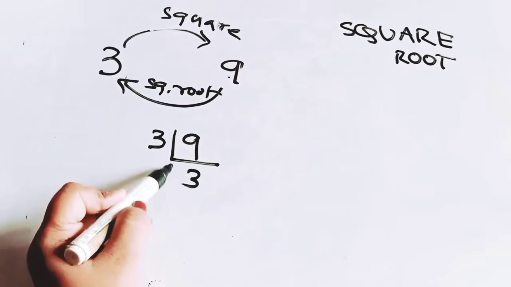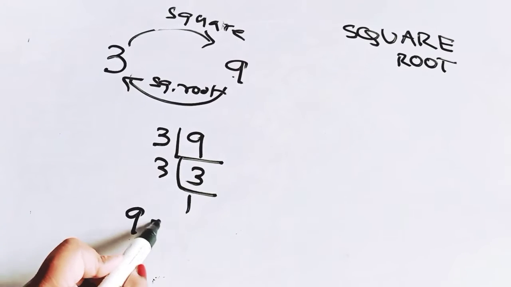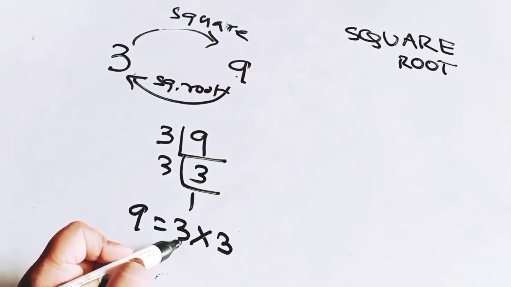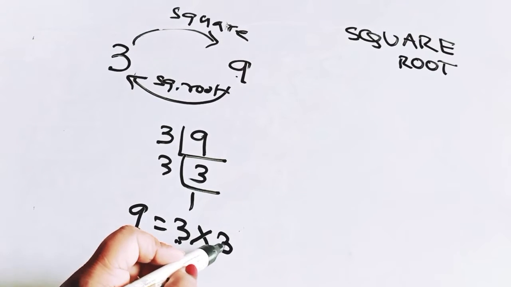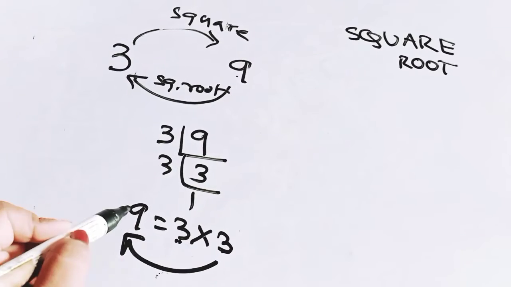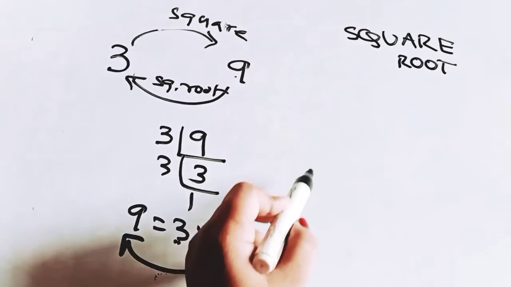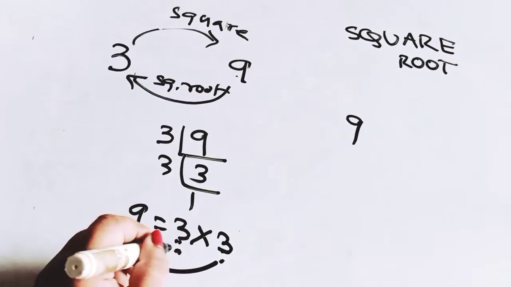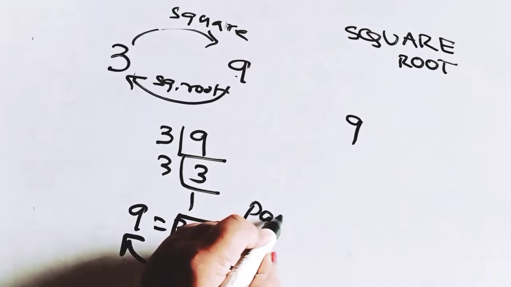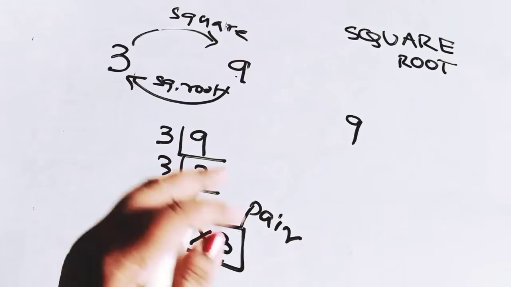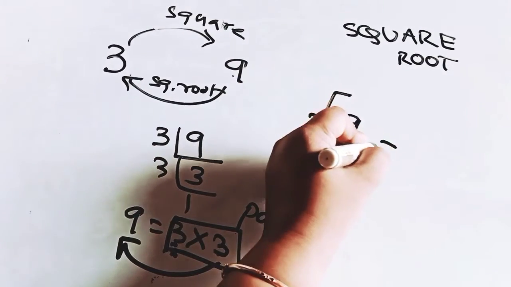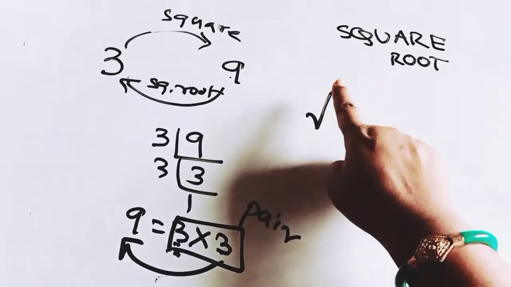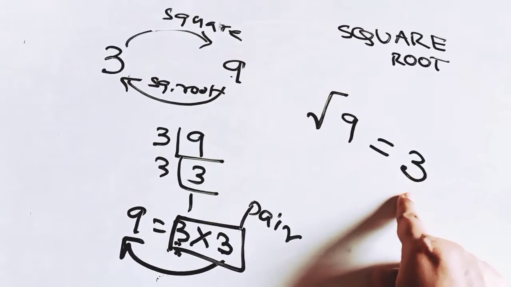3. That means the factors of 9 is equal to 3 into 3. If a number is again multiplied by itself, as we told you, this is a reverse process of square, and we can write the number when it is divided into 2. That means if there are two similar factors, it is called a pair. Pair means two numbers of the same type. So we can write the square root of 9 is equal to 3.